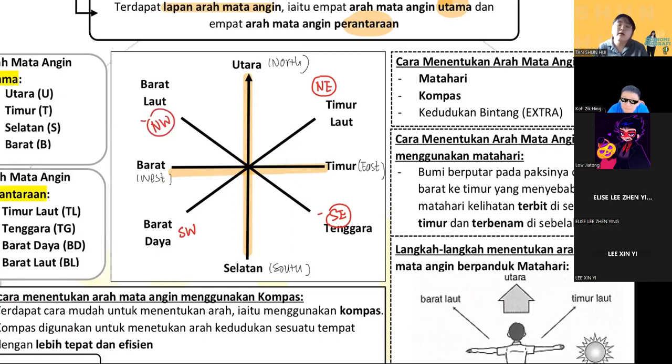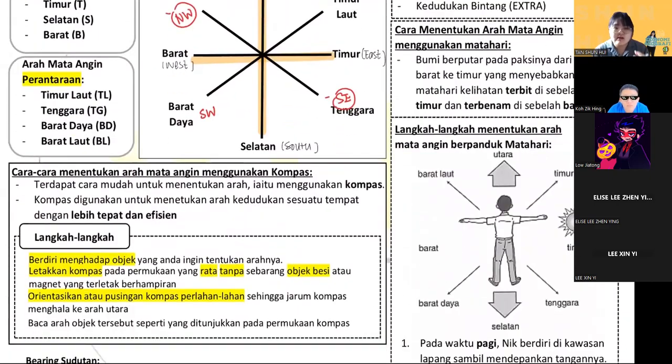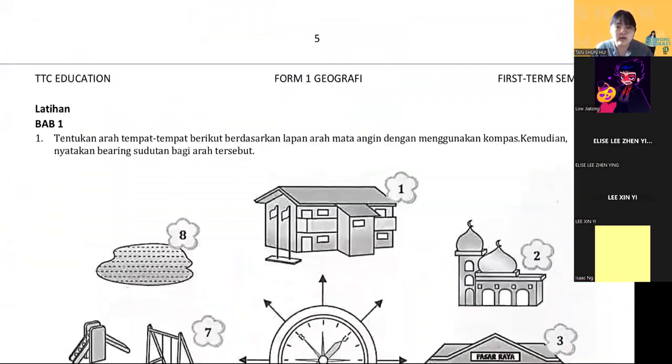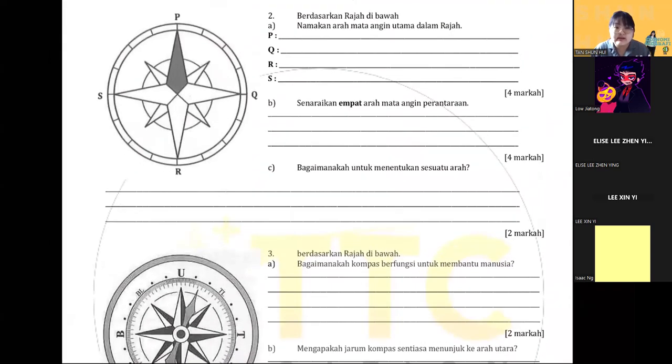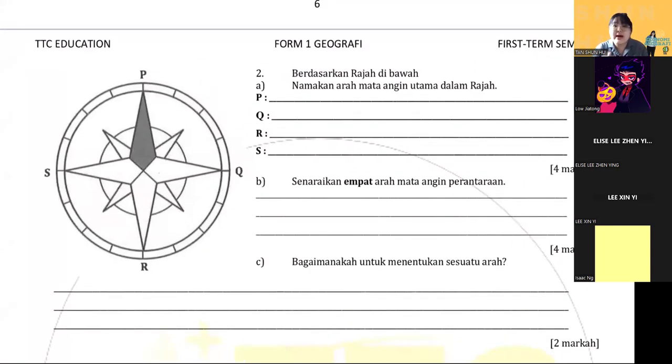Now, normally how will they ask you questions about these directions? For first term, normally your teacher will be very kind to you. They will give you questions that look like this, more like an exam-type question. They might ask you: namakan arah mata angin utama. Utama means the main directions. And how many do we have? We have four main directions.